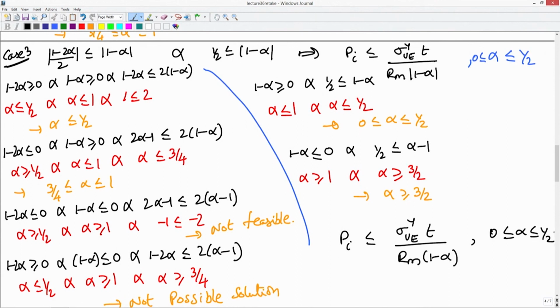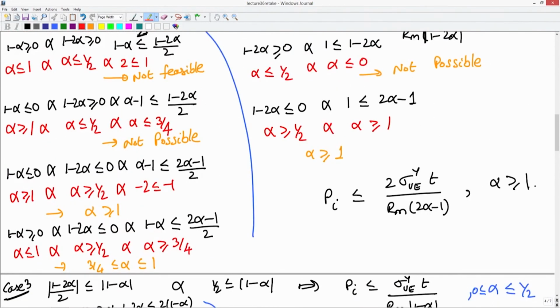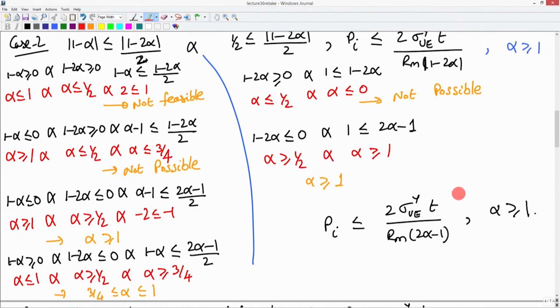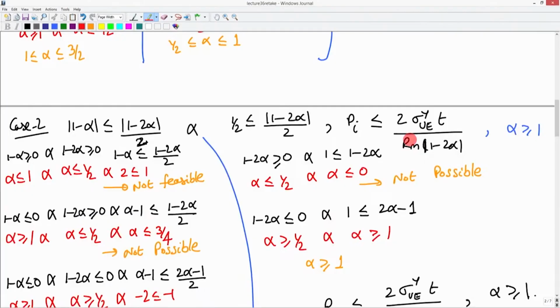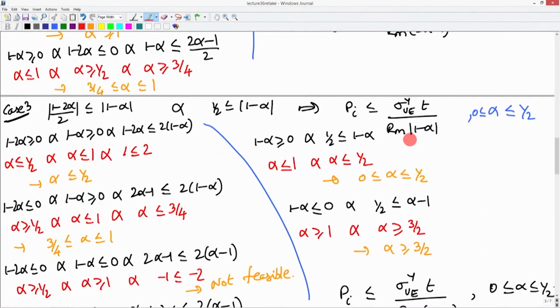Okay. So, for 0 to half, you have this inequality restricting the value of pi. If the value is greater than 1, you have this inequality restricting the value of pi, and if alpha lies between 0 and 1, you have this inequality restricting the value of pi. Okay. So, now in all the domains from 0 to infinity you have some restriction on pi. Okay. So, that completes this problem. So, you find a pi corresponding to what value of alpha you have. Okay.